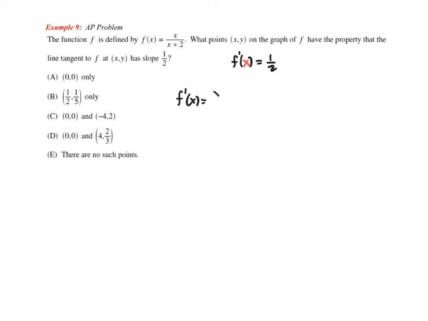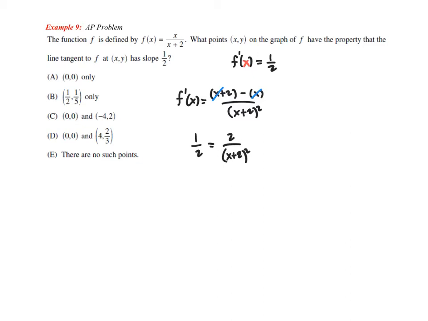So f prime of x is low times the derivative of the upper, which is 1, minus upper times the derivative of the lower, which is also 1, over low squared. Okay, so I want to know where this is equal to 1/2. Well, if I combine like terms here, I'll get x minus x. That reduces. So I'm going to get 1/2 is equal to 2 over (x plus 2) quantity squared.